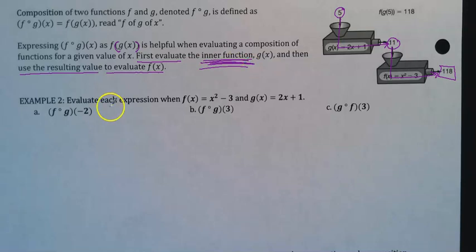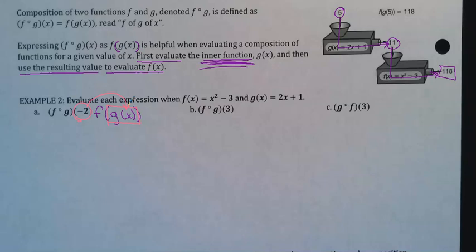Example 2, we're going to evaluate each expression when f of x equals x squared minus 3 and g of x equals 2x plus 1. In this case, we have f of g of x. Our x is negative 2. So we're going to write this as f of g of x. And we're going to evaluate that inner function first. So we're going to do g of x for negative 2. We're going to put negative 2 in for that x.